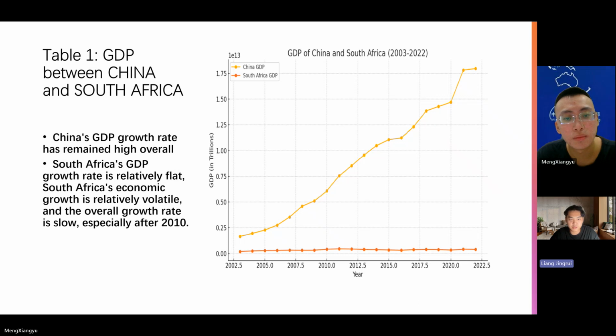Table 1 is GDP in China and South Africa. China's GDP growth rate has remained high overall. South Africa's GDP growth rate is relatively flat. South Africa's economic growth is relatively volatile, and the overall growth rate is slow, especially after 2010.